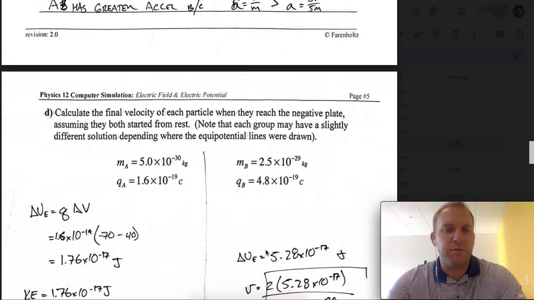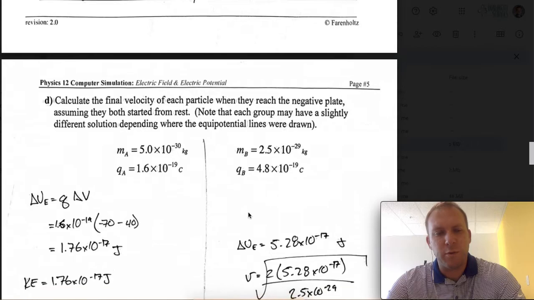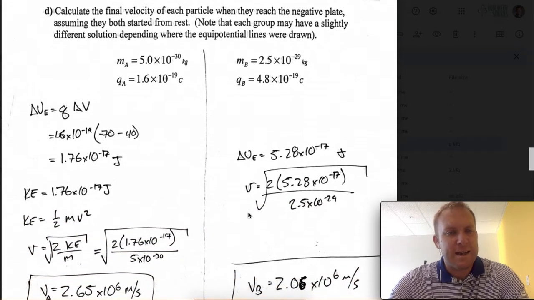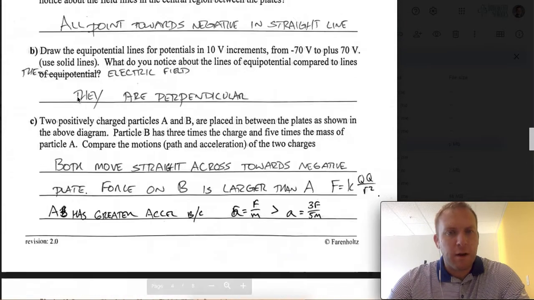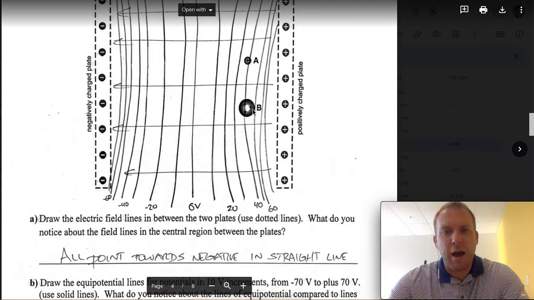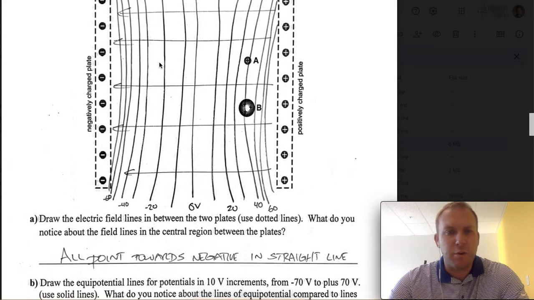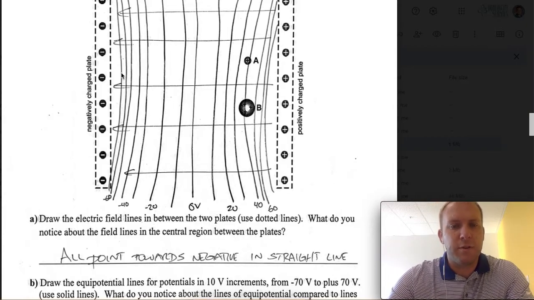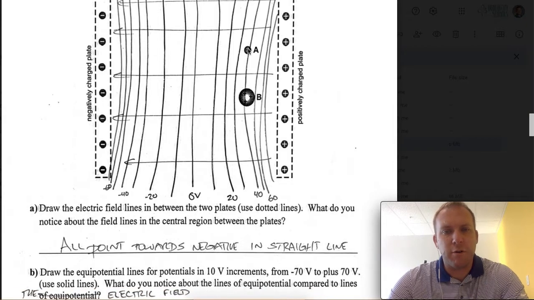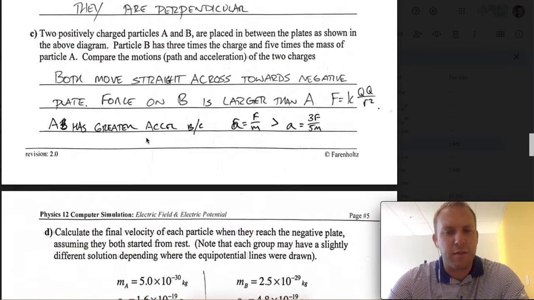Part D then says find their final velocities. And so this is where we start using that equal potential idea, where basically they are both starting from a high potential, and they're going to move this direction towards a low potential. So in this case, they have high potential energy, and they're going to move towards a lower potential energy, which means they're going to gain kinetic energy. So their energy is being converted from potential energy at this location to kinetic energy at this location, and I'm going to find the velocity.